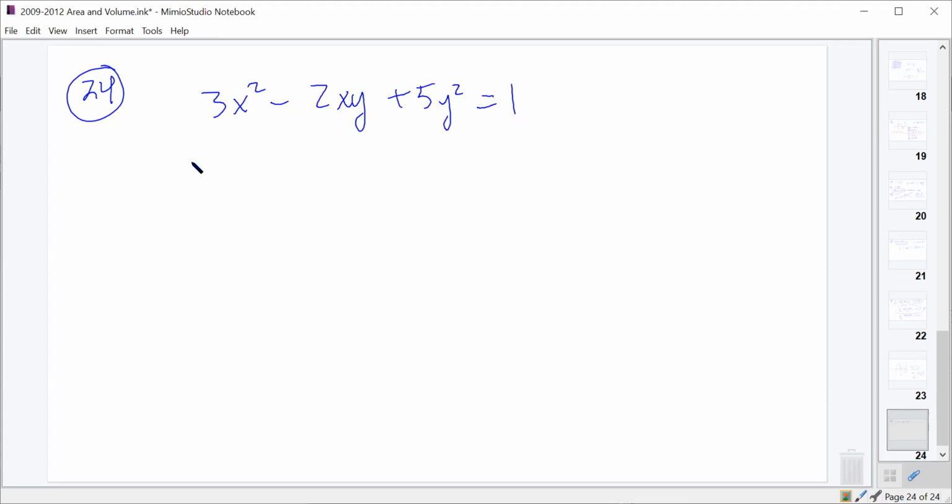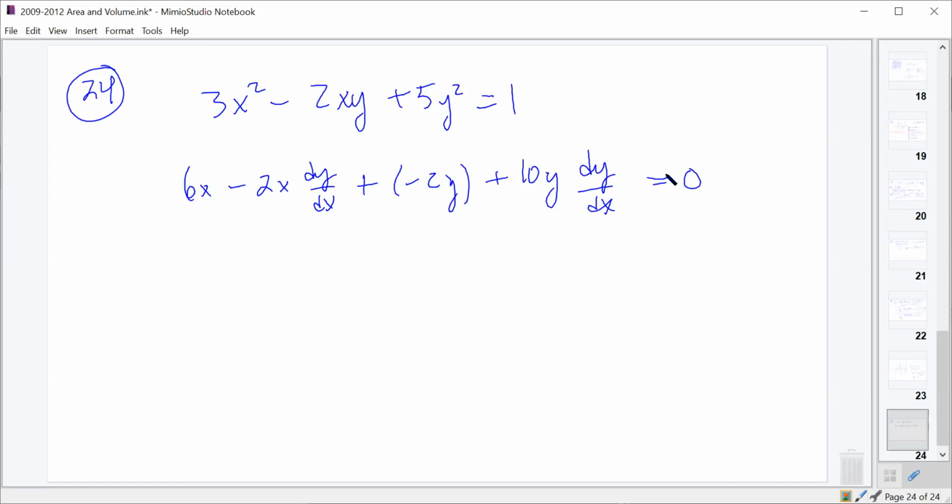So the derivative of 3x squared is just 6x. Derivative of minus 2xy will be minus 2x times the derivative of y, and then plus the derivative of minus 2x, which is just minus 2 times y. And then plus 10y dy dx equals 0.